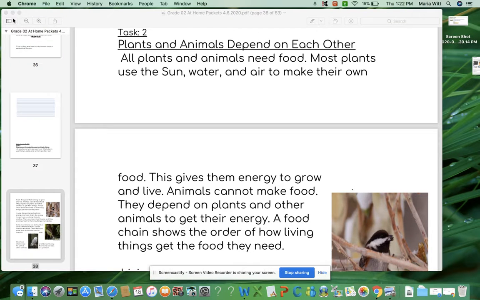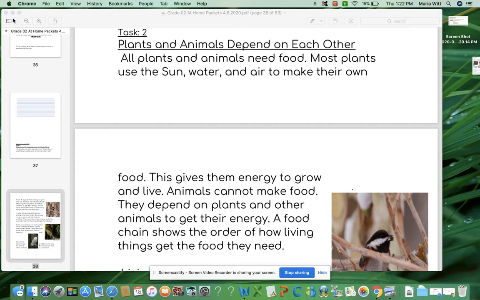Hi, everyone. I want to talk about our next part of plant and animal habitats, and that is how plants and animals depend on each other. So I'm going to read this to you, and then you can complete the slide that's attached.